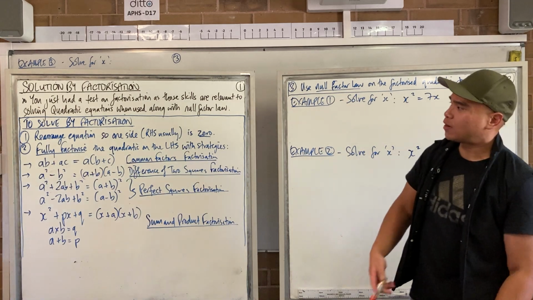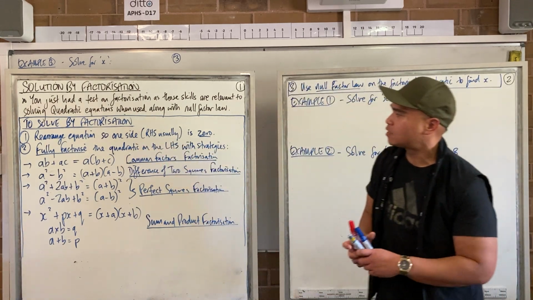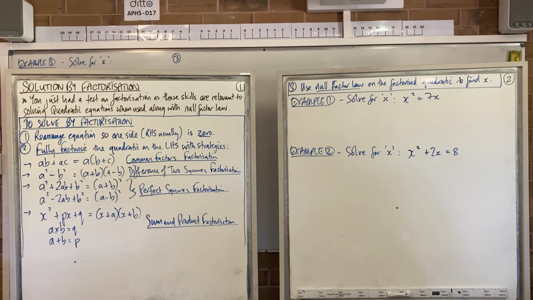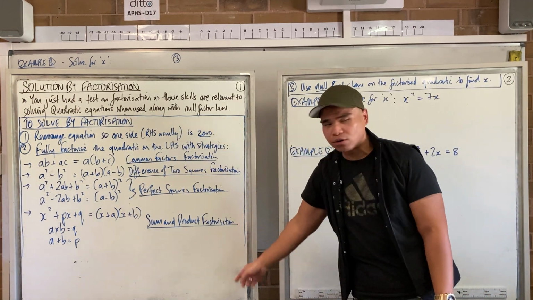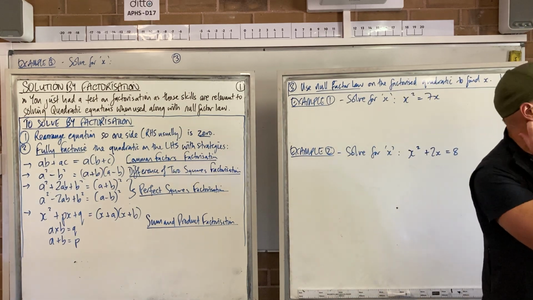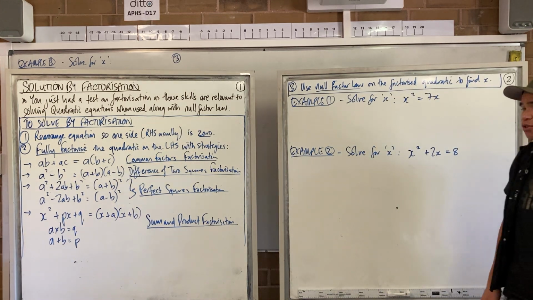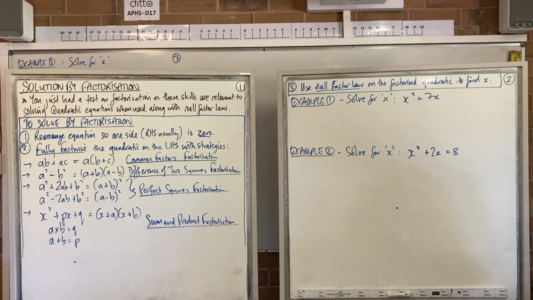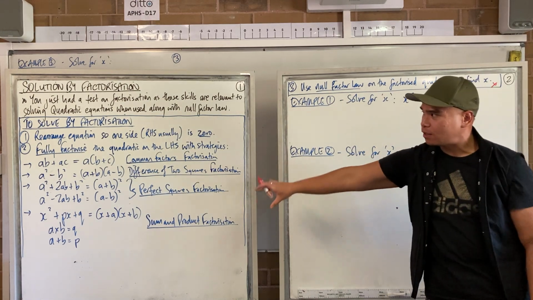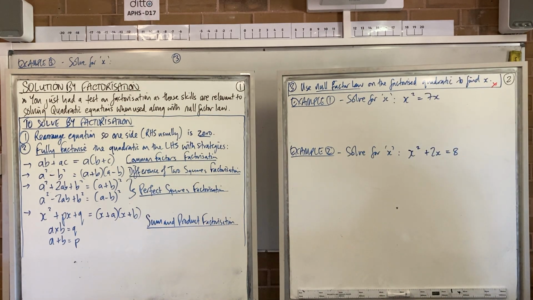So to solve by factorization, rearrange the equation so one side equals 0. That's the first step you should do. Second step, factorize using any of these. If you couldn't quite do that in the factorization test, you've got a second chance to do it here. And then the third step, use null factor law, which was taught to you on Friday, on the factorized quadratic to find x. I'm going to give you a solid 3 minutes. Can you get that box down on how to solve by factorization? And then I'll show you how you do solving by factorization.